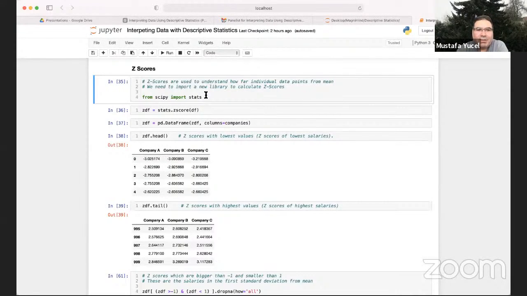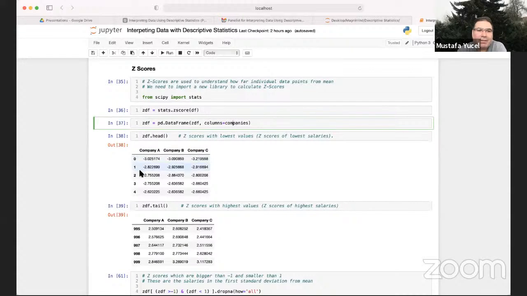Here we need another library. SciPy is used here, and SciPy stats is imported. In stats, the z-scores are calculated for the data frame, and then we load them into another data frame, ZDF. DF is the data points data frame, and ZDF is the z-scores of all individuals. We put them in a new data frame. The column names are taken from the company list. And then when we look at the new data frame, these are all individuals.